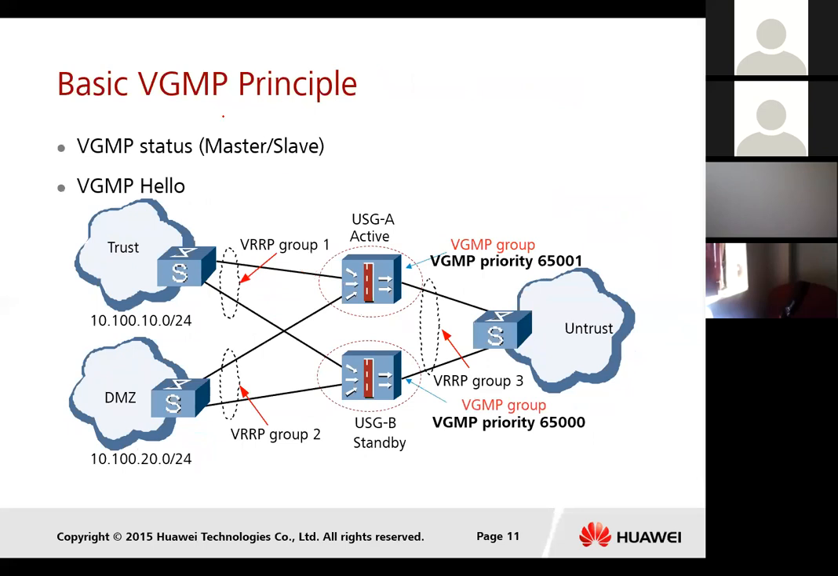So that is a principle. Let me just talk about the principle first. The VGMP status, they have master and the slave, and they have a hello. So they have a group of priority 65001 and 65000. That is a master and that is a slave.